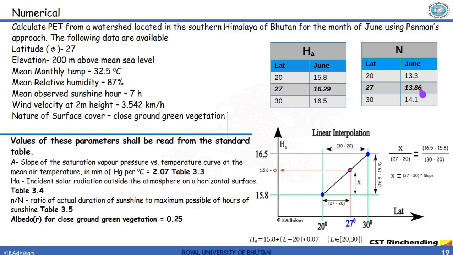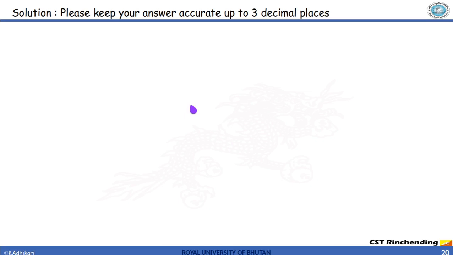Likewise, I have also done the linear interpolation for the value of n. So I have already got the values of Ha and n. With this, let's solve this problem. First I start by calculating the variables that are required to be substituted in Penman's equation. I need the saturation vapor pressure. Notice that I have modified this equation, so now I will directly get the value in mmHg.